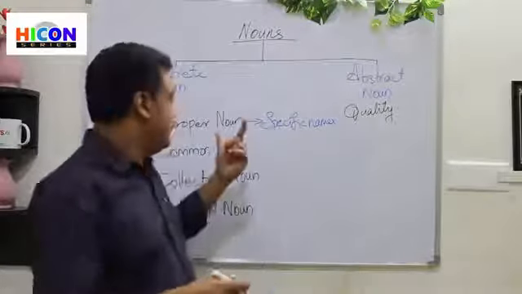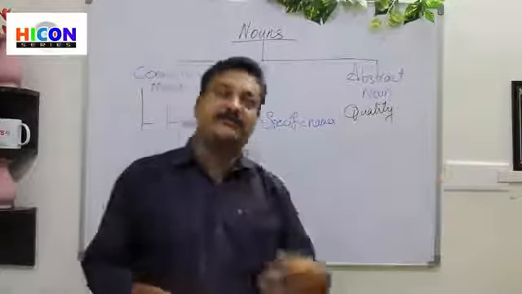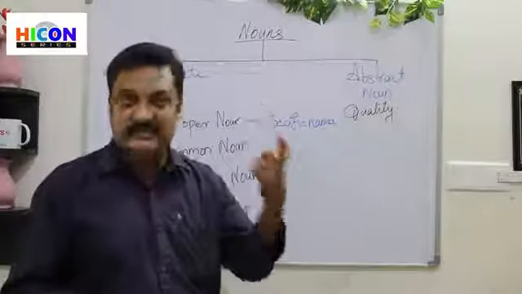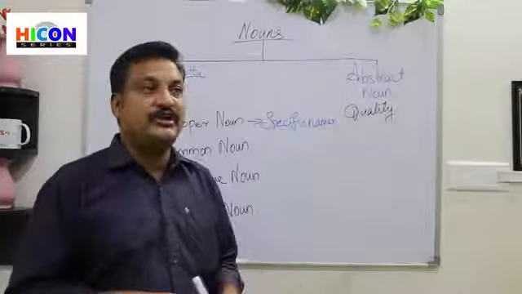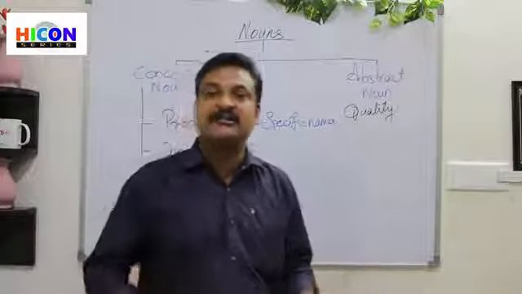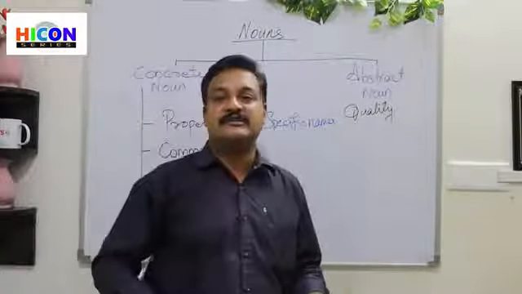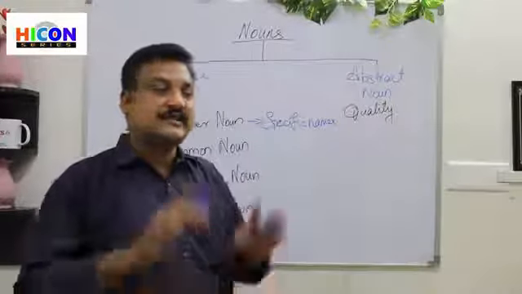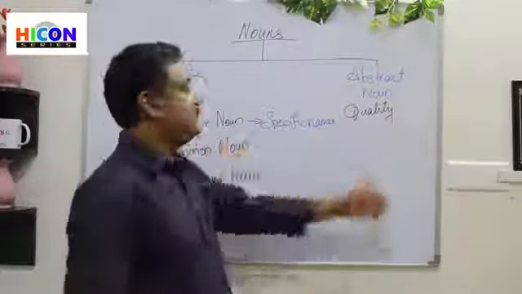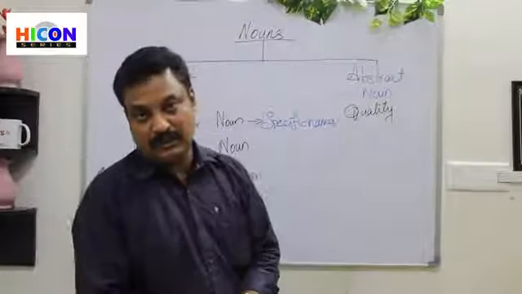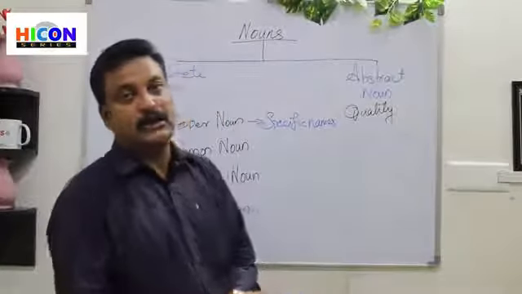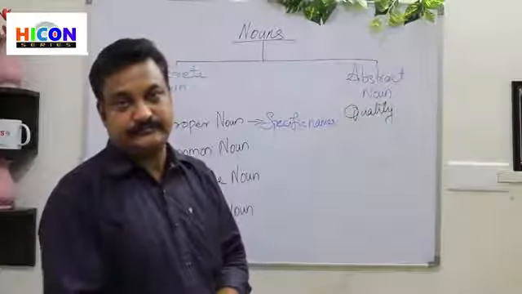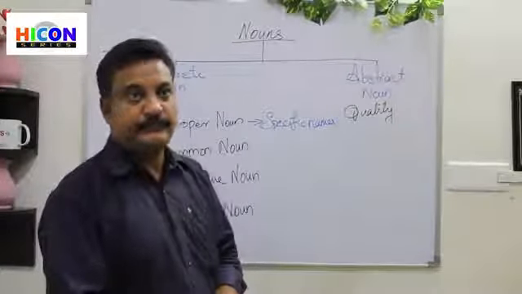When we hear or when we read a particular person's name or a thing, we won't think about something else or somebody else, only that particular person, only that particular thing. Isn't it? So such names are called proper nouns, or they always denote specific names. Okay?